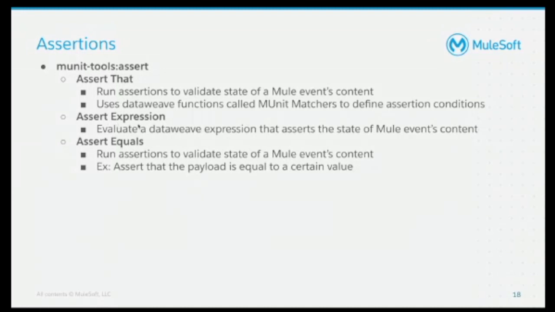The other two don't use these DataWeave functions. Assert expression will actually use DataWeave, will do the assertion in DataWeave and use the DataWeave assertions library, which you can use to do complex assertions. It doesn't use this DataWeave function. And this is for straightforward checking if a value is equal to 1 or 2, or if its value is equal to A or B, like that, straightforward comparison.